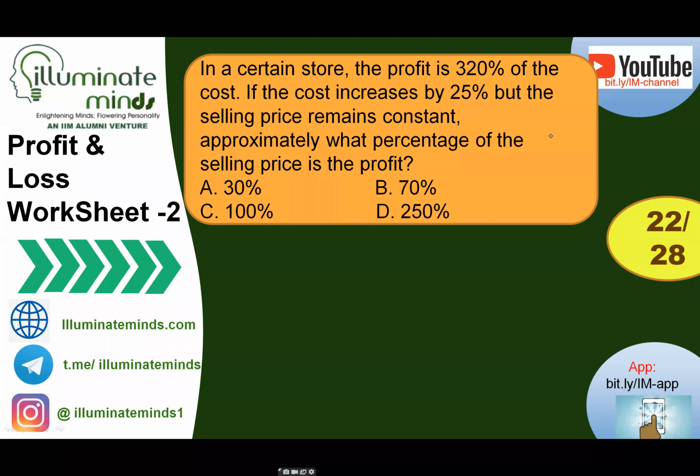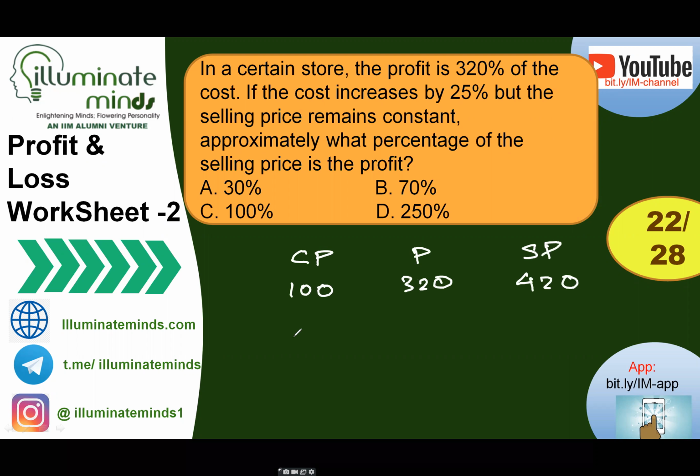In a certain store, the profit is 320% of the cost price. If the cost increases by 25%, the selling price remains constant. Find what percentage of the selling price is the profit. Let's assume the cost price to be 100. The profit is 320% of the cost price, so profit is equal to 320. Selling price is equal to 420.